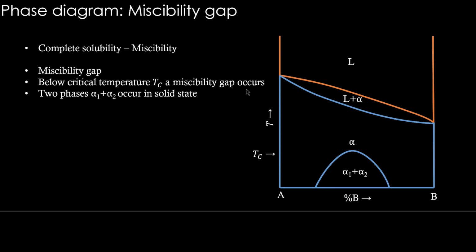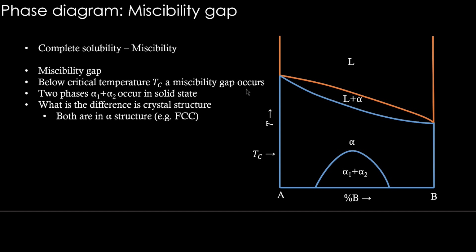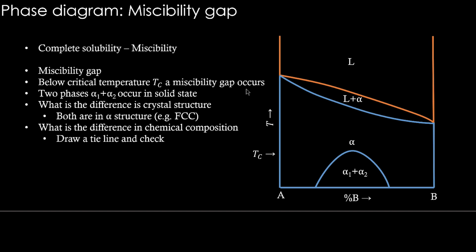When we say two phases, what are the differences between them in terms of crystal structure and chemical composition? Let's see that. What is the difference in crystal structure? Both are in alpha structure. Example, FCC. Alpha 1 can be FCC1, alpha 2 can be FCC2. Lattice parameter a value may be different, but essentially they have FCC crystal structure. Now what is the difference in chemical composition? Draw tie lines and check.